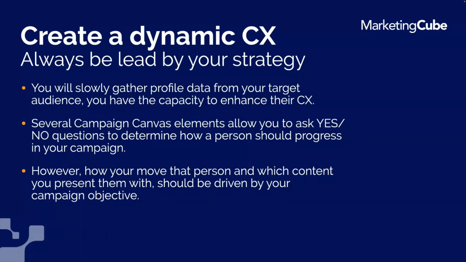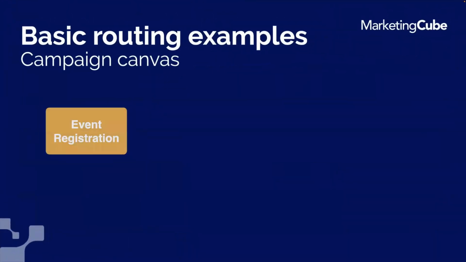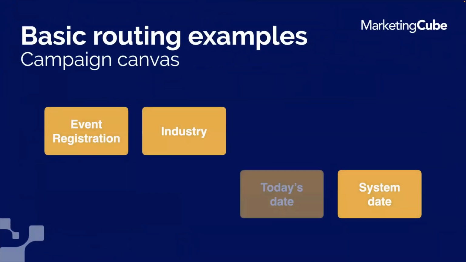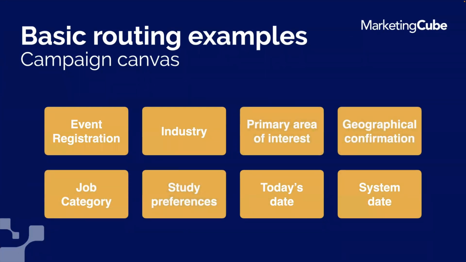However, how you move that person and which content you present them with should be driven by your campaign objective, obviously, right? Let's just not do things for the sake of doing it. Let's make sure that the content we're delivering is relevant and fits the purpose and strategy behind our particular campaign objective. All right, so what are some basic examples of why we might route people differently on a campaign?